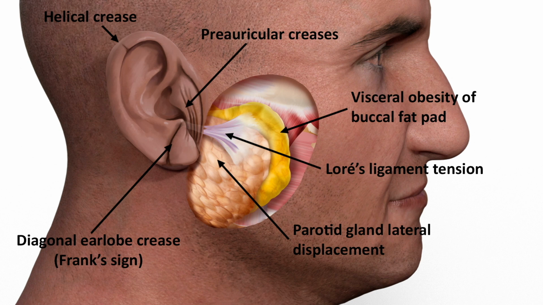The author herein proposes facial visceral obesity, particularly in the sideburn area of the cheek, as the common driver that explains the link between auricular creases and cardiometabolic disorders.